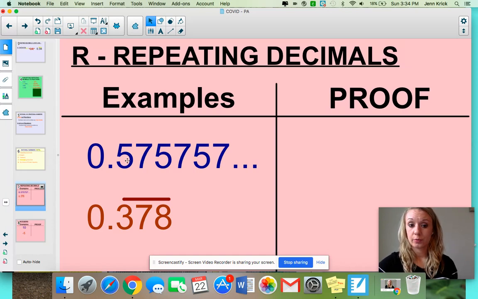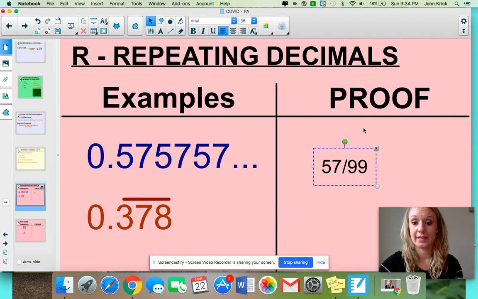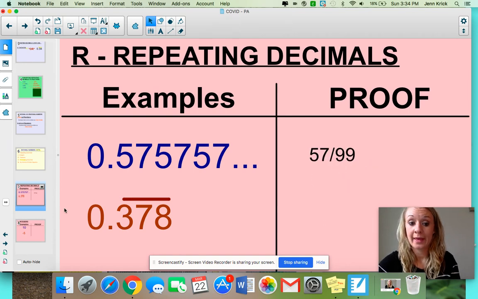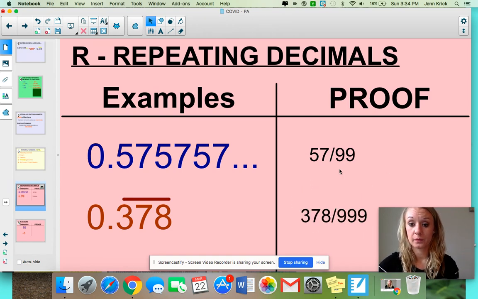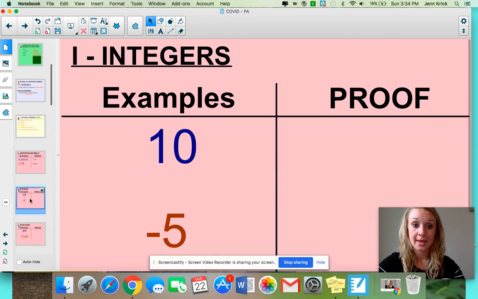So if I see 0.575757, number one, I know it's rational because I know I can write it as a fraction. To prove it, it's going to be 57 over 99. So there's my proof. If I had 0.378 repeating, I know it's rational because I can write it as a fraction. It'd be 378 over 999. So I proved that they're both rational and repeating decimal, so those work.